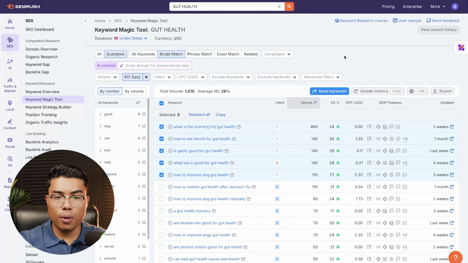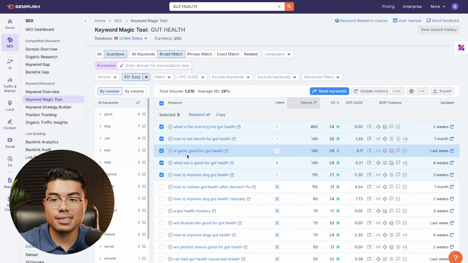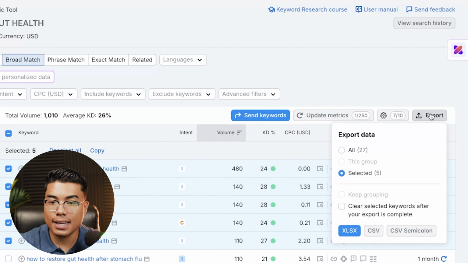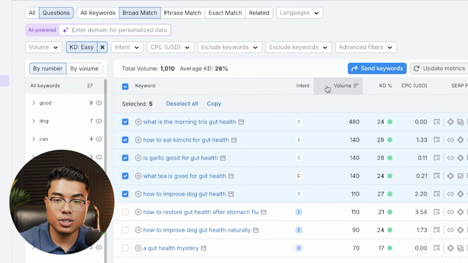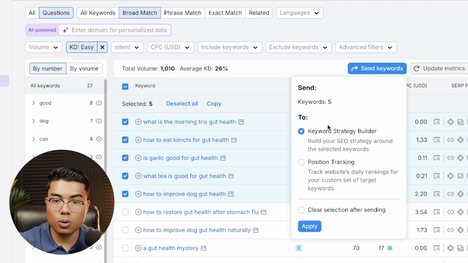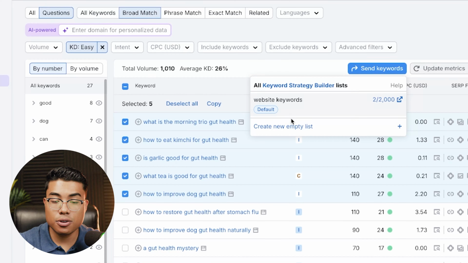Okay, also a cool part is if you don't want to save it inside Semrush, you can actually export it as a CSV file. So you could use the ones that you selected, or you could export all of the keywords. Probably going to be a lot, so I would just say pick the ones that you selected personally. But if you do want to save it inside Semrush itself, you'll just go ahead and select the keywords that you want. You'll press send keywords. You will put send to stage builder, and then you will press keyword strategy builder. After that, you'll press apply, and then you could go ahead and name the keywords once you're actually in there. So just create a new empty list.